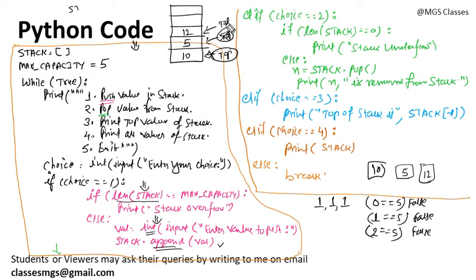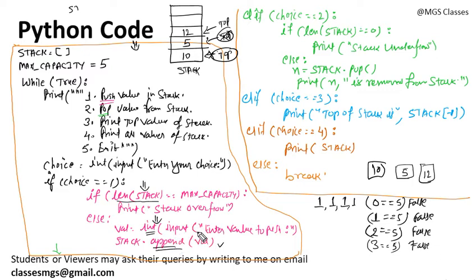Top is an ideal pointer. I am not using top anyway, but this is the way a stack is actually shown. Now let's suppose the user has entered choice 1 again because this is an infinite loop. This time the length of stack is 3, since 3 elements are already there. 3 equals 5, condition false. Again you can insert into this stack.